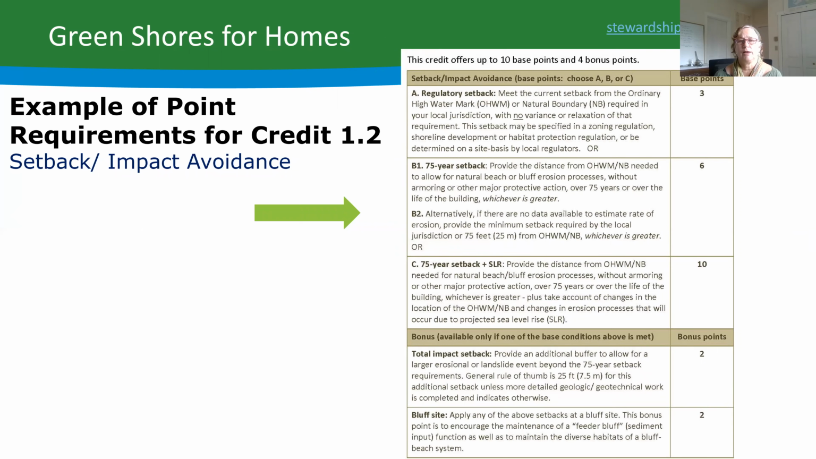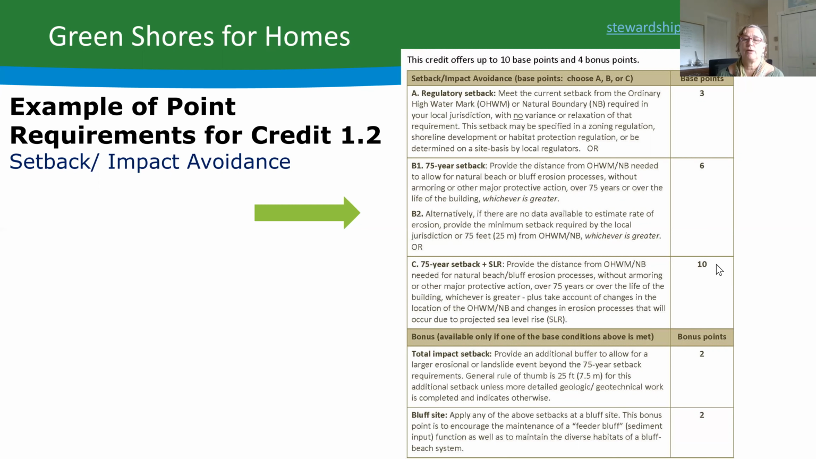So this is credit 1.2 in the shoreline processes credits. And this is where Green Shores encourages greater setback. So you avoid impact if any of your structures are farther back from the shore. You can see that if you meet the regulatory setback, you can achieve a total of 3 points. Whereas if you're meeting the 75-year setback plus sea level rise in marine environments, you can achieve 10 points. So therefore, you basically are incentivizing greater setbacks.